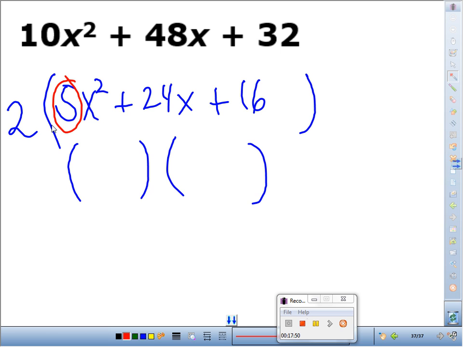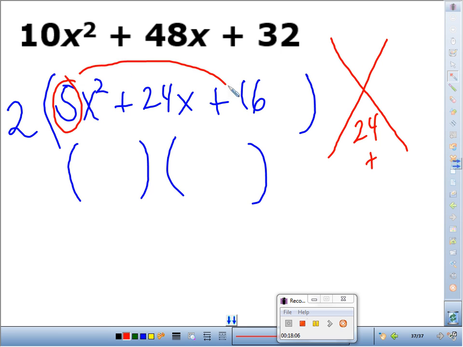That means that I'm going to go straight to my Power Rangers. I have 24, and on top, what goes on top? Let's see, 5 times 16, that is 80. So let's see, 1 times 80, 2 times 40, 4 times 20, 5 times 16. So that one is 4 times 20.